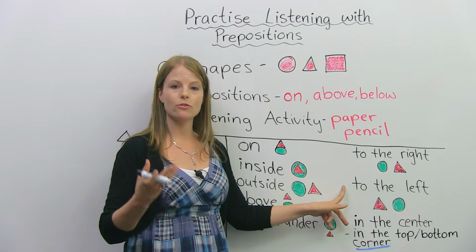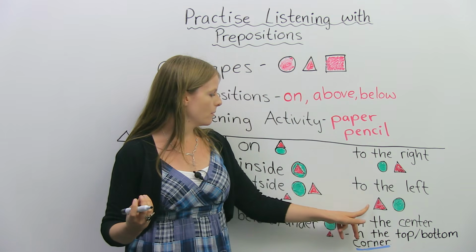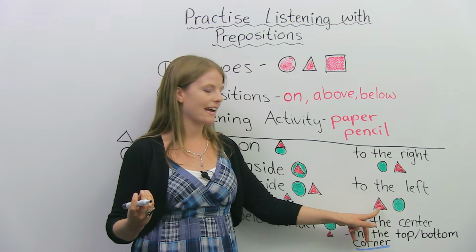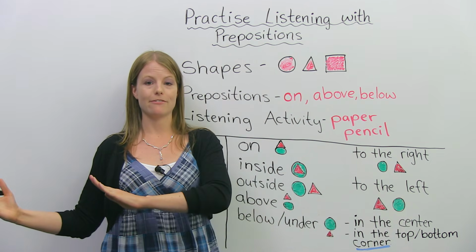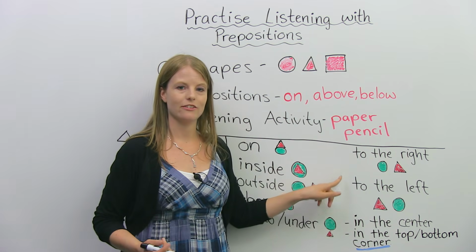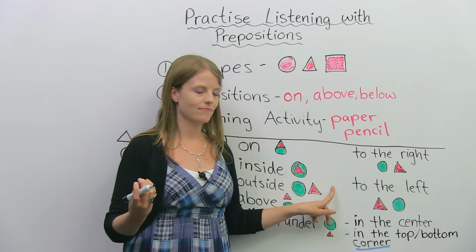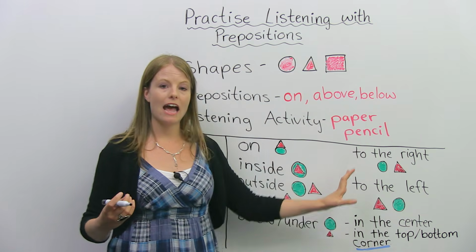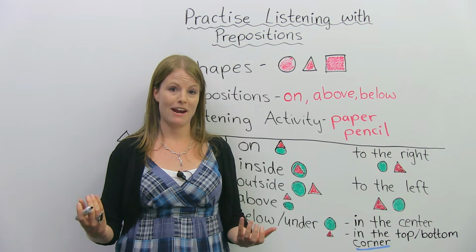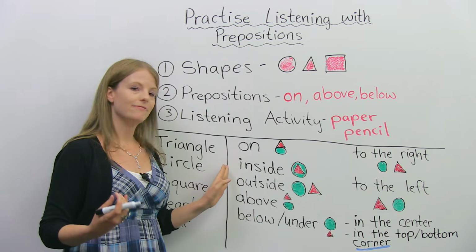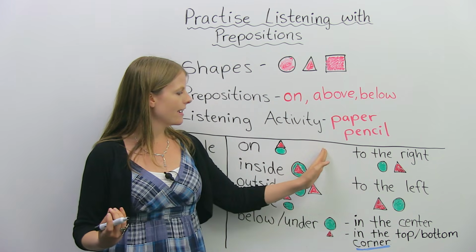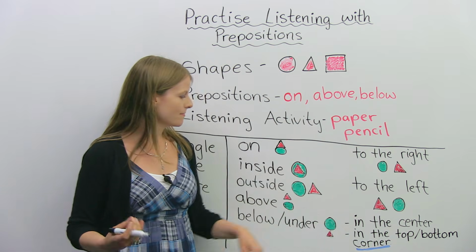Now compare this to the left. We have a triangle and a circle, and we can say the triangle now is to the left of the circle. Okay, so these two are opposites, to the right and to the left. So these pictures help you understand these prepositions which answer the question of where. So again, we have on, inside, outside, above, below, under, to the right, and to the left.